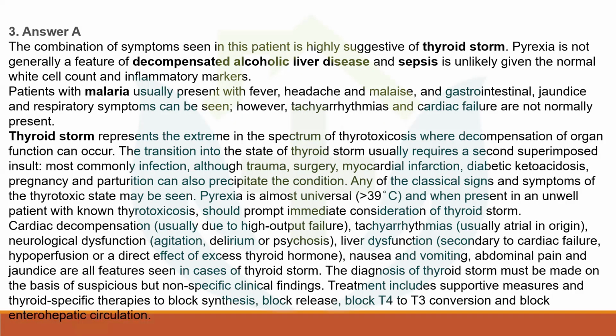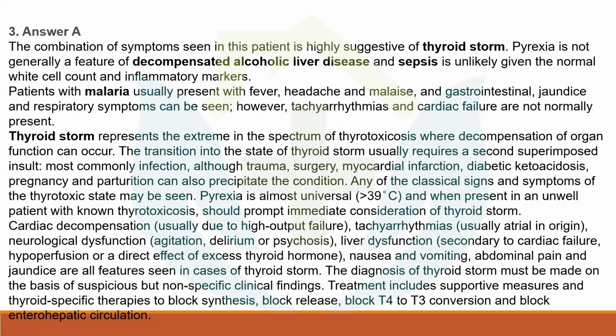The combination of symptoms is highly suggestive of thyroid storm. Pyrexia is not generally a feature of decompensated alcoholic liver disease, and sepsis is unlikely given the normal WBC and inflammatory markers. Now, a patient with malaria usually presents with fever, headache, malaise, and gastrointestinal, jaundice and respiratory symptoms can be seen. However, tachyarrhythmias and cardiac failure are not normally present. Now, let's see what exactly is the thyroid storm.